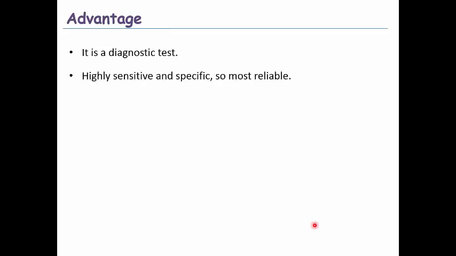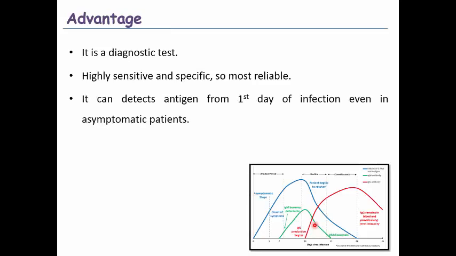What is the advantage of RT-PCR? Because it is a gold standard, it is the most common diagnostic test to detect any type of virus, and especially for the coronavirus it is the most specific and highly specific test, so it is the most reliable. It can detect antigen from the very first day of the infection, even in the incubation period. If a patient has no symptoms, they can be identified with the infection of coronaviruses, because we all know in the news we hear that 60 to 70% of the patients are found asymptomatic when they are screened.